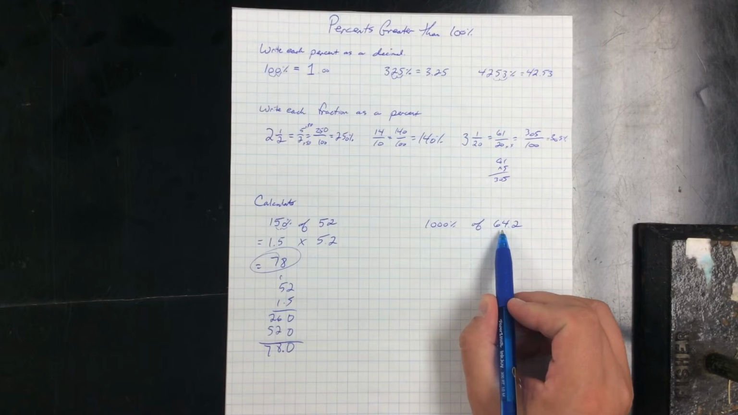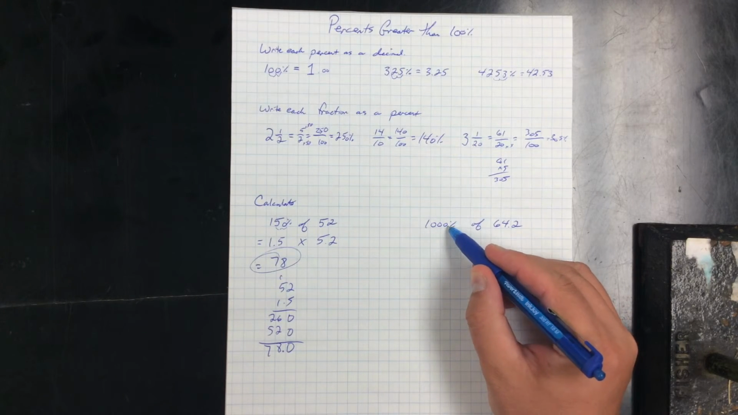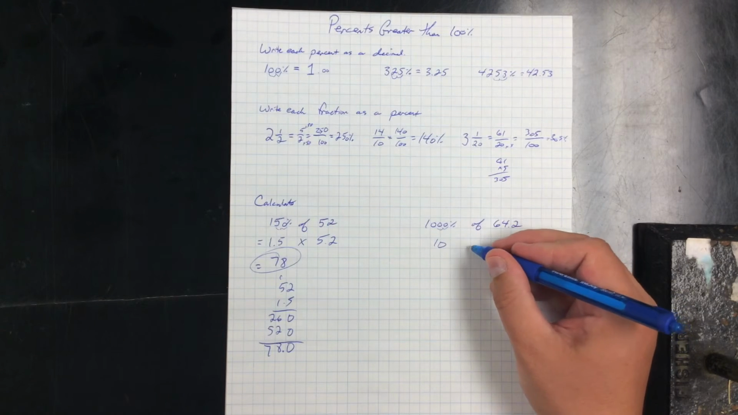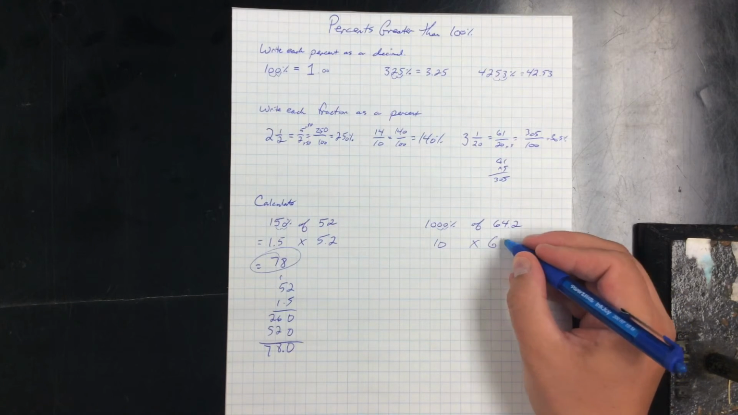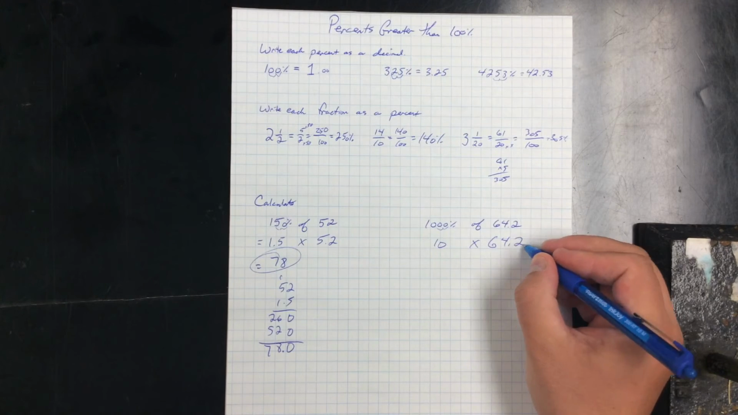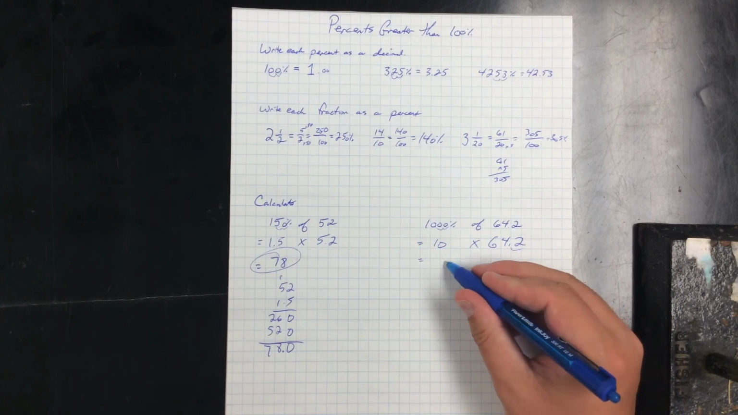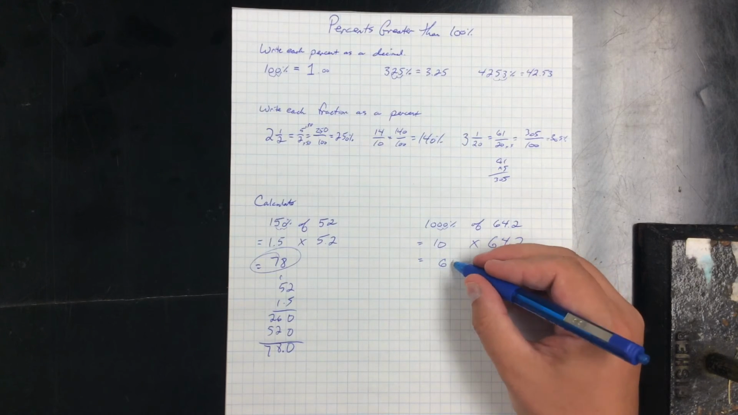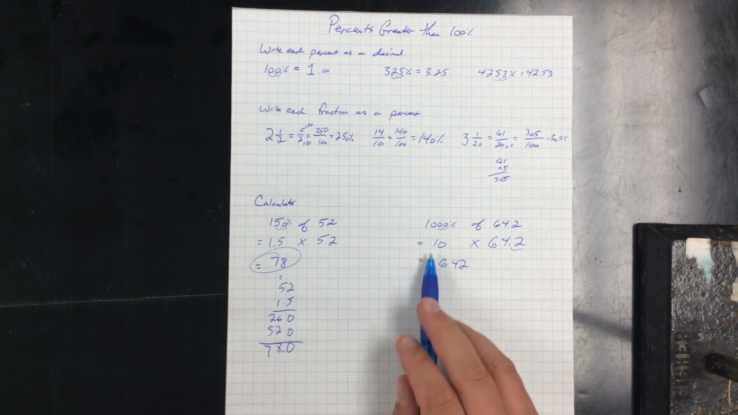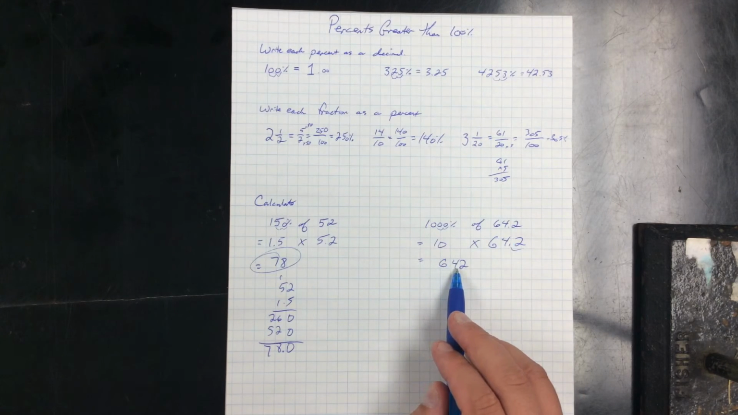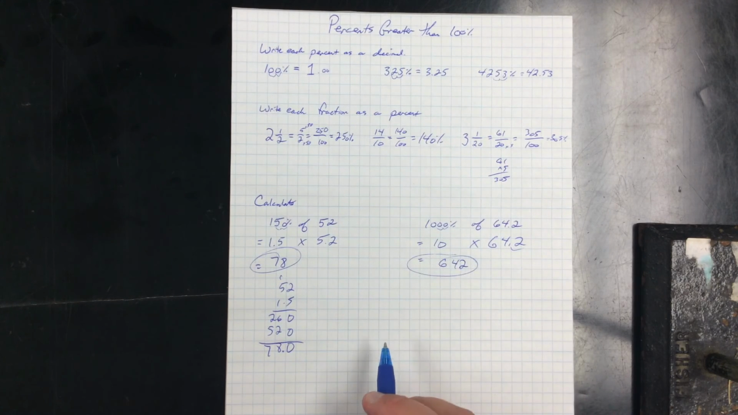1,000% of 64.2. So let's change that into a decimal. So that's 1,000. Shift it over 2 places, divide by 100, multiplied by 64.2. So 10 times anything just means shift the decimal place over. So we get an answer of 642. So 1,000% of 64.2 is 642. And at that point, we're just into regular numbers.